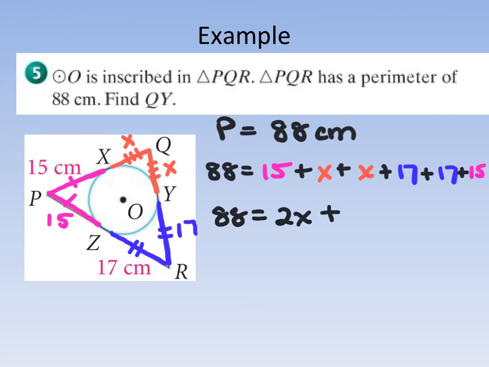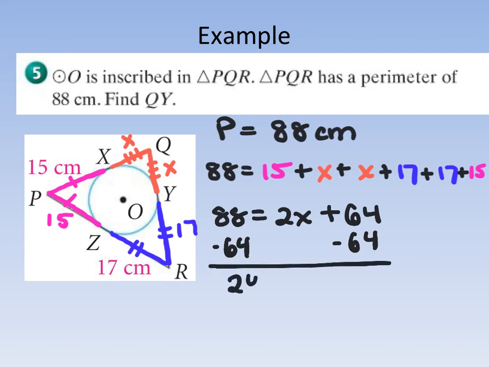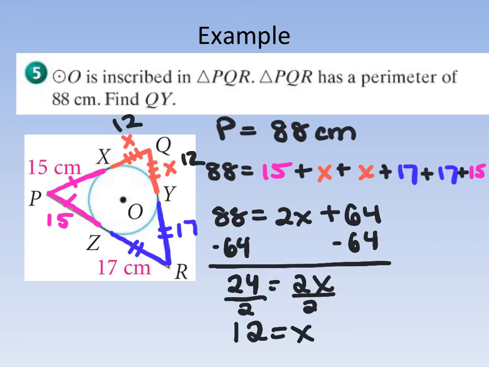And now if I simplify, it gives us that 88 should equal 2x plus 64. So if we solve, we can subtract 64 from both sides, which gives us the value of 24. And then divide both sides by 2. So you get 12 equals x, which means that both of these side lengths are 12. So this gives us that QY equals 12.